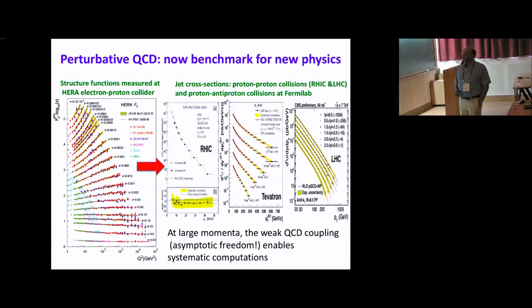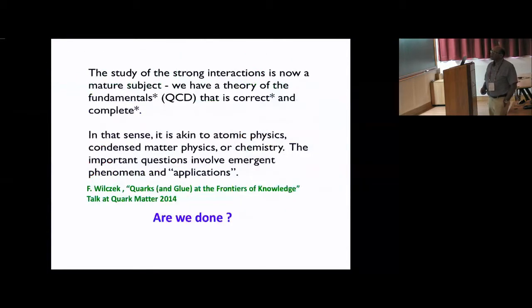And so at very large momenta, the weak QCD coupling enables systematic derivation of factorization theorems, and so on, which allow you to make this prediction. So we look at this and we're kind of blasé about it, but this is really a tremendous collective success of the field, of thousands of people working over tens of years to achieve this. So, the power and the glory, right? So QCD works. It's the correct theory of the strong interactions.